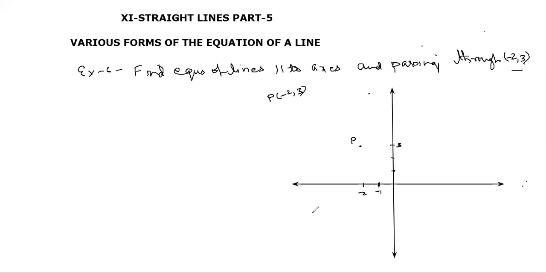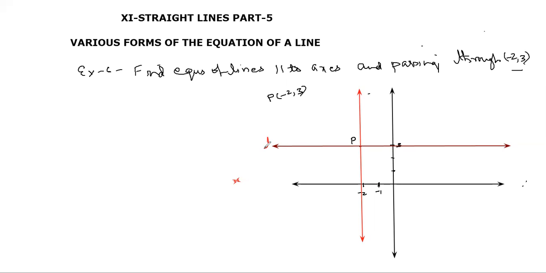Now we have to find the lines which are parallel to the axes and passing through this point. The first line is parallel to the x-axis and passing through this point; we need its equation. Then the equation of the line which is parallel to the y-axis and passing through this point P. These two line equations we have to find out.